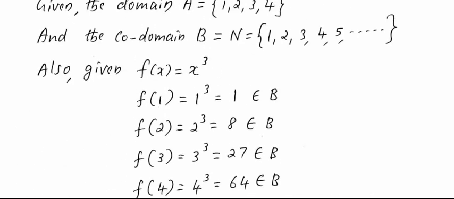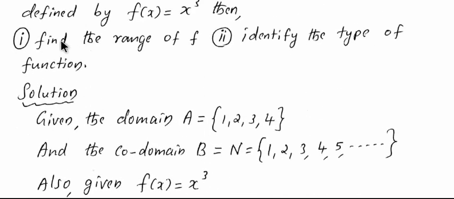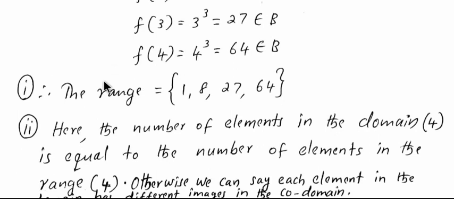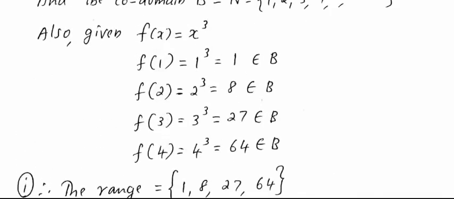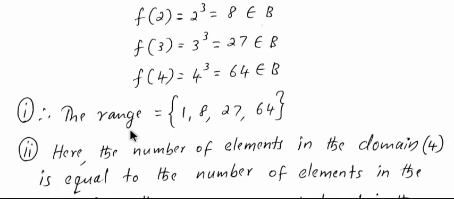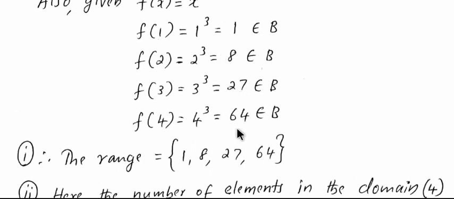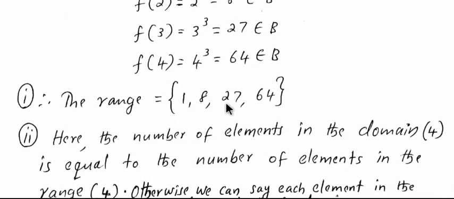Then what is the first question? Find the range of f. That means the range of the given function. Here, range means the values of y, or the values of f(x). These are the values of x. Therefore take these values to get the range. The range is nothing but the set of all values of y. Here the values of y are 1, 8, 27, 64. Then the first one is over.